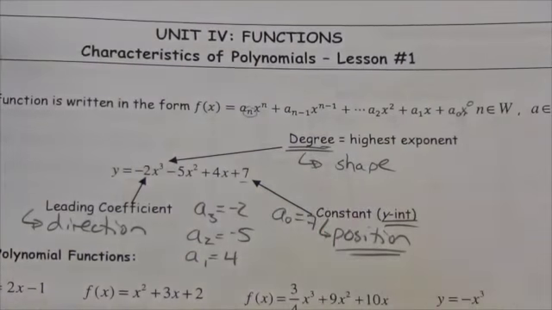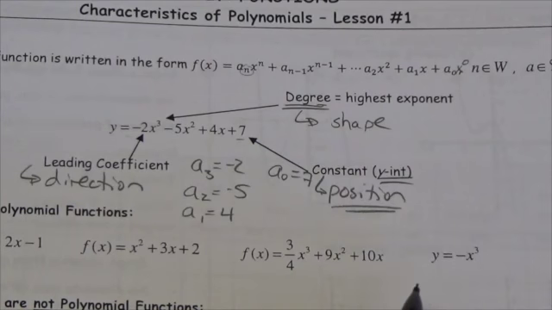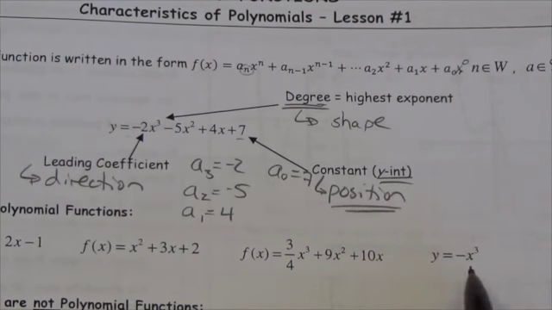Now let's have a quick look at just some examples of things that are polynomials and things that aren't. So g of x equals 2x minus 1, that's a polynomial. x squared plus 3x plus 2, that's a polynomial. It doesn't matter that the coefficient here is a fraction, makes no difference because it's just got to be a real number. So that's a polynomial.